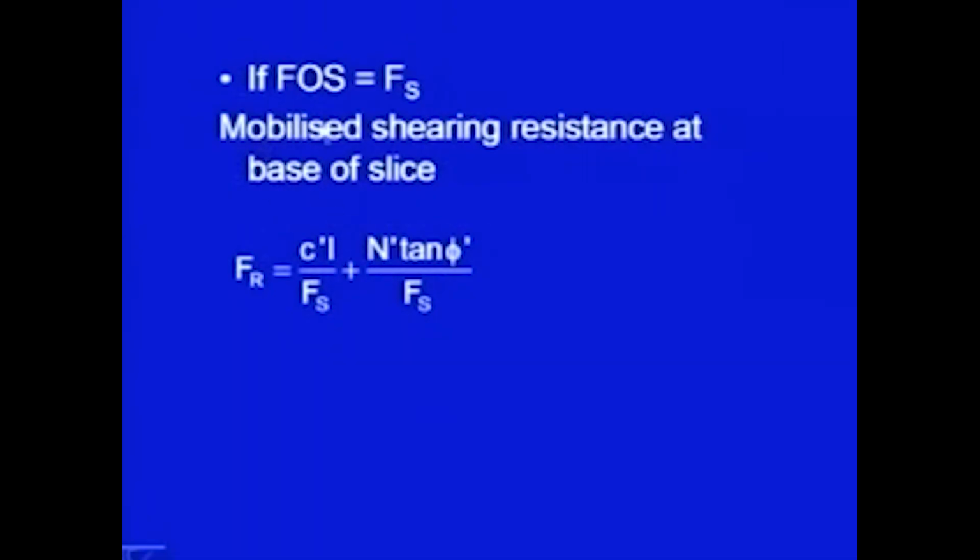And if the factor of safety is Fs, then the mobilized shearing resistance at the base of the slice will be equal to Fr, which will be equal to C dash L upon Fs plus N dash tan of phi dash upon Fs.